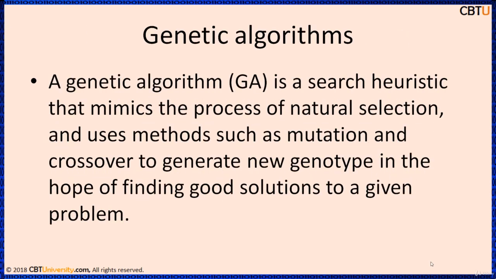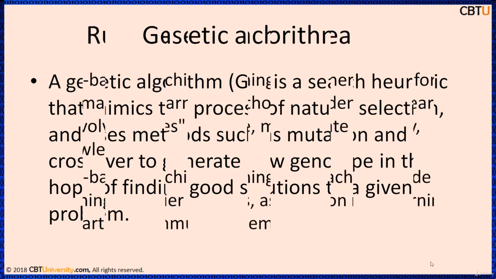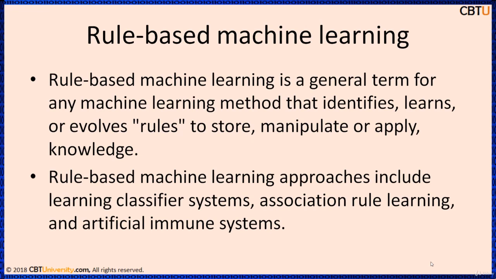A genetic algorithm is a search heuristic that mimics the process of natural selection and uses methods such as mutation and crossover to generate new genotypes in the hope of finding good solutions to a given problem. This is like finding a relation and lineage. Rule-based machine learning is a general term for any machine learning method that identifies, learns, or evolves rules to store, manipulate, or apply knowledge. Rule-based machine learning approaches include learning classifier systems, association rule learning, and artificial immune systems. We will be seeing a case study on this RBML in another session.